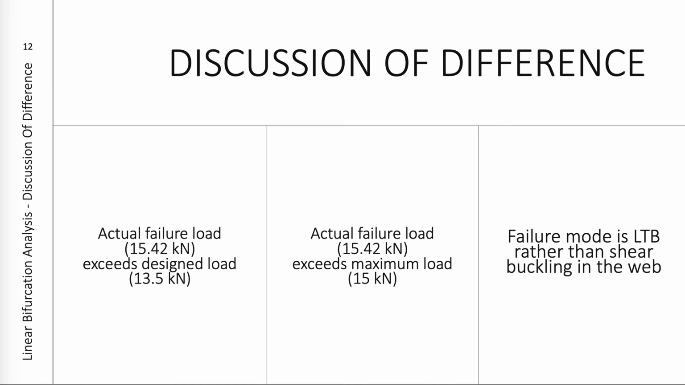This suggests that assumptions and simplifications in hand calculations were conservative, leading to a safer but inefficient design. Moreover, the expected failure mode was shear buckling in the web, which differs from the FE analysis. The disparity shows that the initial overestimation of the LTB resistance and underestimation of the shear resistance was evident.